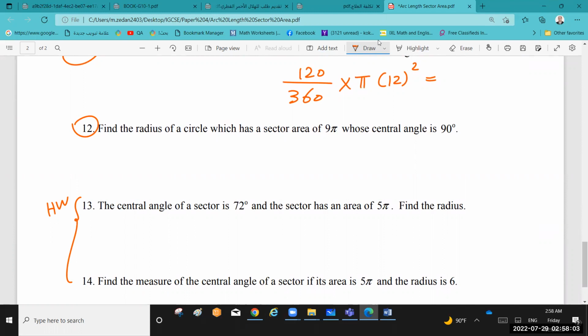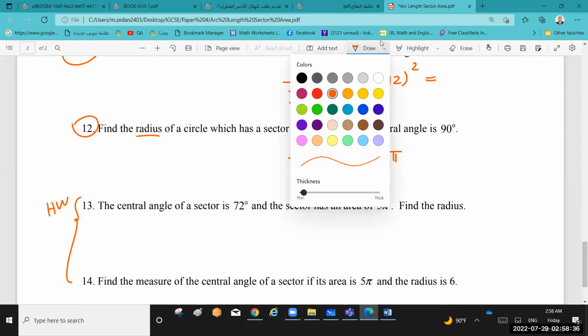Find the radius of a circle which has a sector area of 9 pi and central angle 90. Apply the formula: 90 over 360 times the area of the circle, pi r squared. This must be the area of the sector, 9 pi. So when you are given the area of a sector, or I ask you to find the area of a sector, you have to apply the formula in both cases.